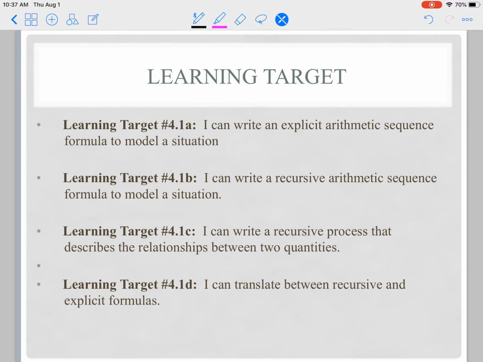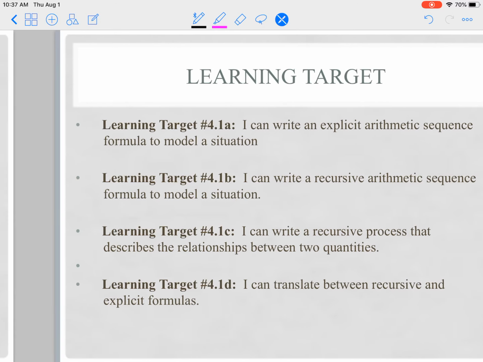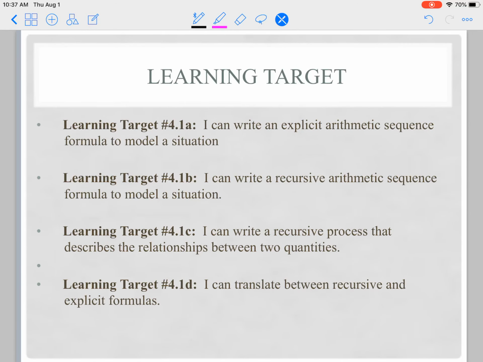Within the arithmetic sequence section, we have 4 learning targets. The first learning target says, I can write an explicit arithmetic sequence formula to model a situation. The second learning target says, I can write a recursive arithmetic sequence formula to model a situation.